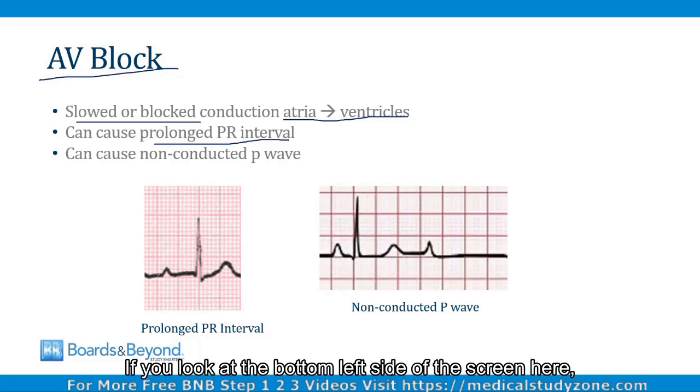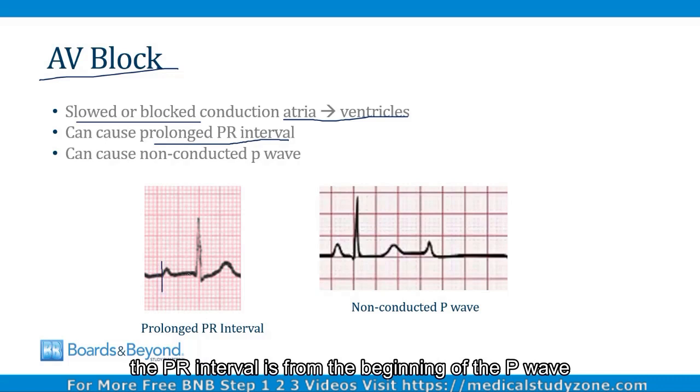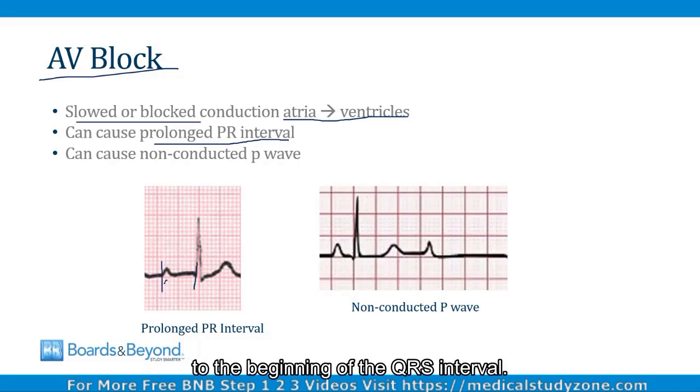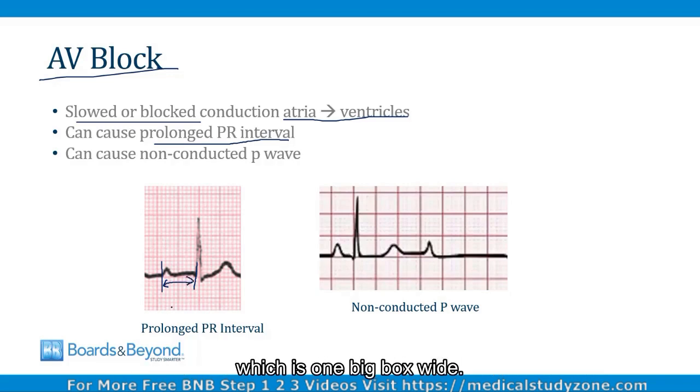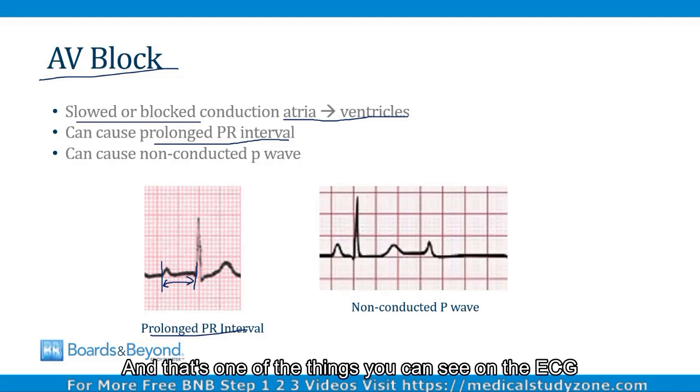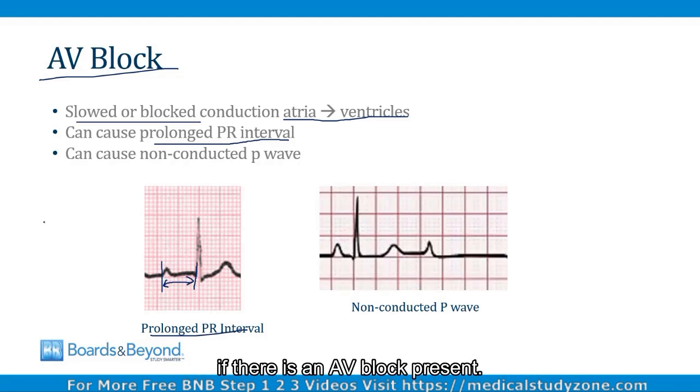If you look at the bottom left side of the screen here, the PR interval is from the beginning of the P wave to the beginning of the QRS complex. A normal PR interval is about 200 milliseconds or so, which is one big box wide. This PR interval is about 400 milliseconds, or two big boxes wide, and that is prolonged. And that's one of the things you can see on the ECG if there is an AV block present.